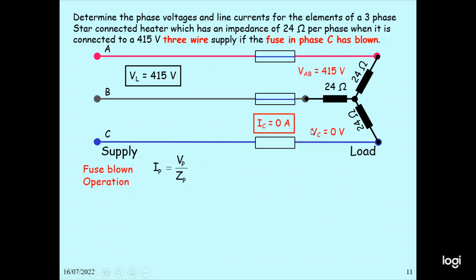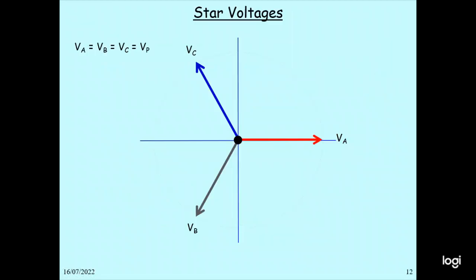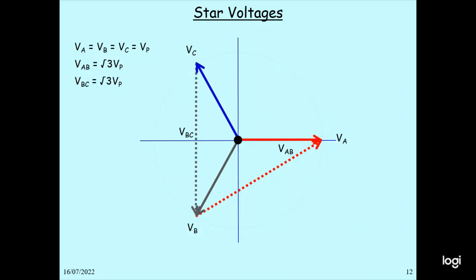What happens is VAB is 415 volt. So current flows through here and through the 24 and 24. In this case, IA equal to minus IB. Then you get 415 divided by 24 plus 24, you get 8.65 ampere. Then for the star voltage, VA equal to VB equal to VC equal to V phase. So VAB equal to root 3 times VP, and also VBC equal to root 3 times VP, VCA equal to root 3 times VP.